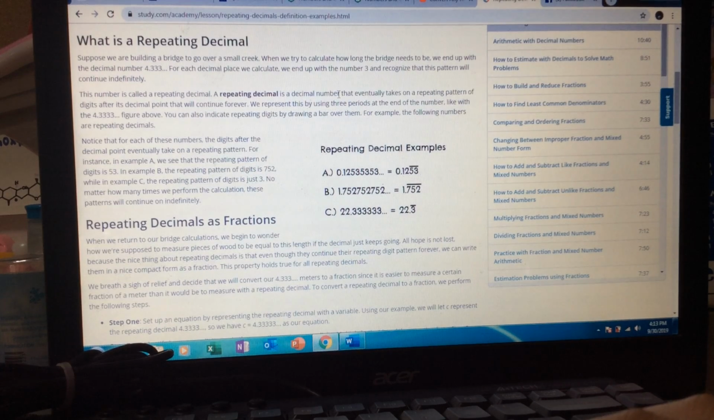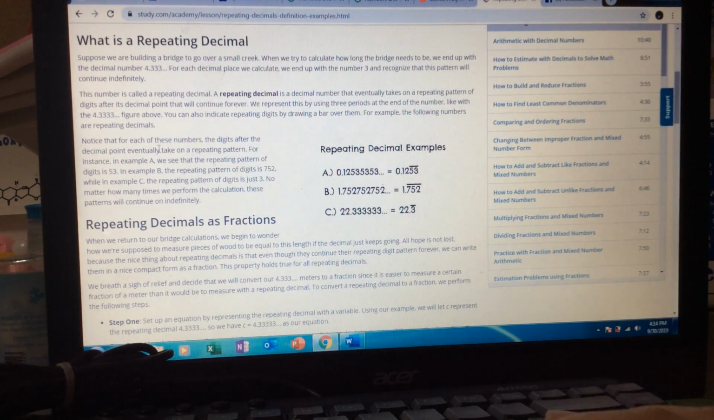For example, letter A: 0.12535353. Letter B: 1.75275272. Letter C: 22.333333.